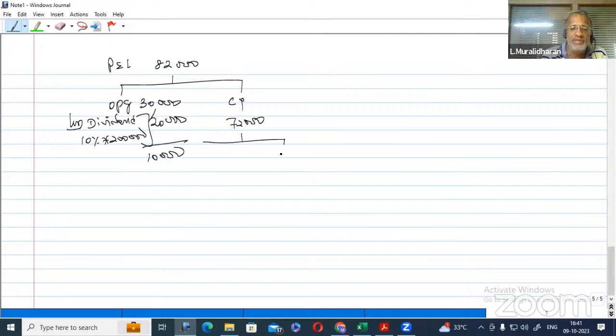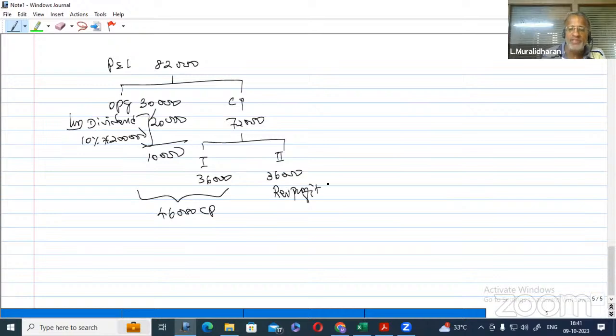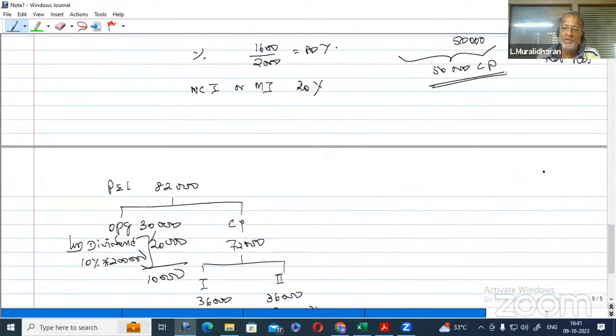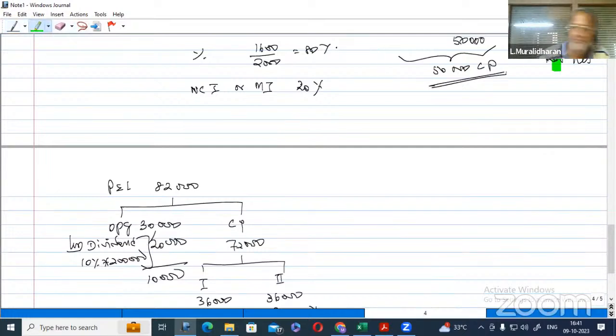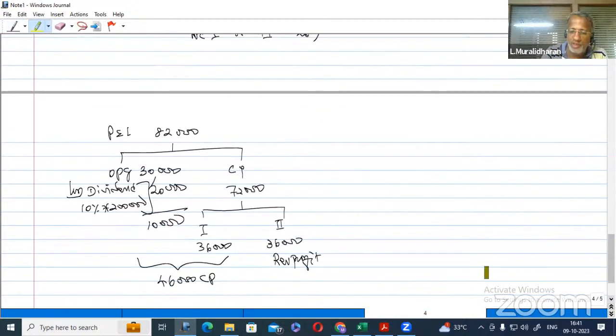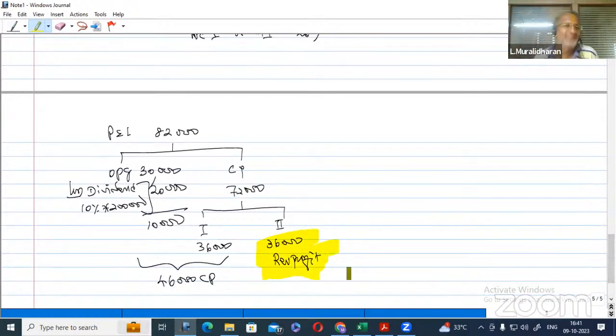This 72,000 can be split into two, first half and second half: 36,000 in the first 6 months period, and 36,000 in the second 6 months period. The 36,000 we will take up as capital profit. This will be termed as revenue profit. Please understand, the increase in general reserve I would like to refer to as revenue reserve, whereas the increase in profit and loss account, I better use the term revenue profit. That is revenue reserve and this is revenue profit.